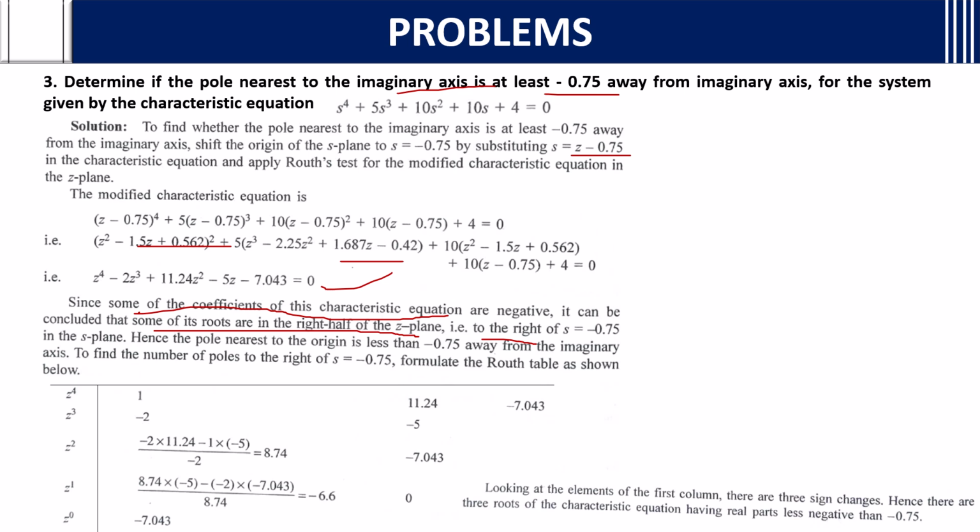Then after this, looking at the elements of the first column, there are three sign changes. See, minus, plus 2 minus, minus 2 plus, plus 2 minus. So three sign changes. Hence there are three roots of the characteristic equation having real parts less than minus 0.75. You need to write it in this way only. Try to understand how to write the sentences. Like, there are three sign changes, so what does it mean? There are three roots of the characteristic equation having real parts less negative than minus 0.75. Write it like this.